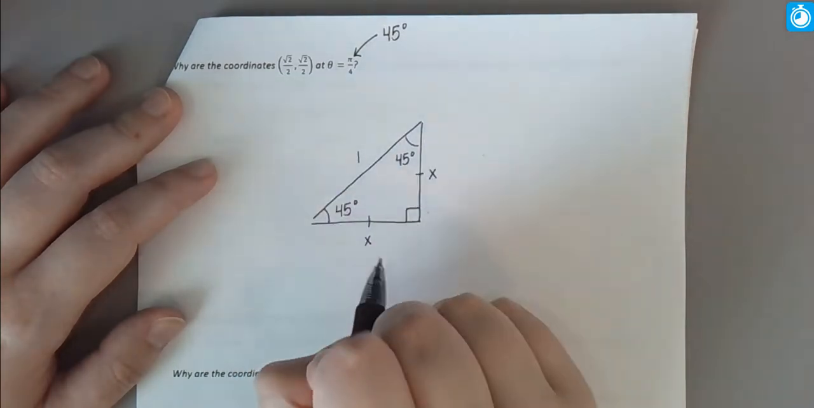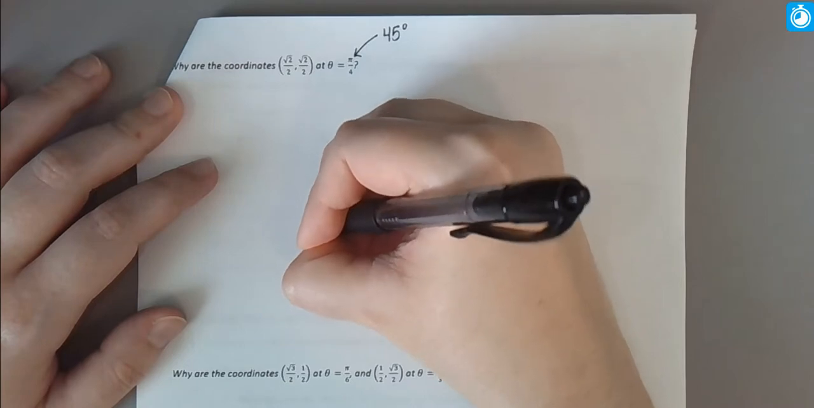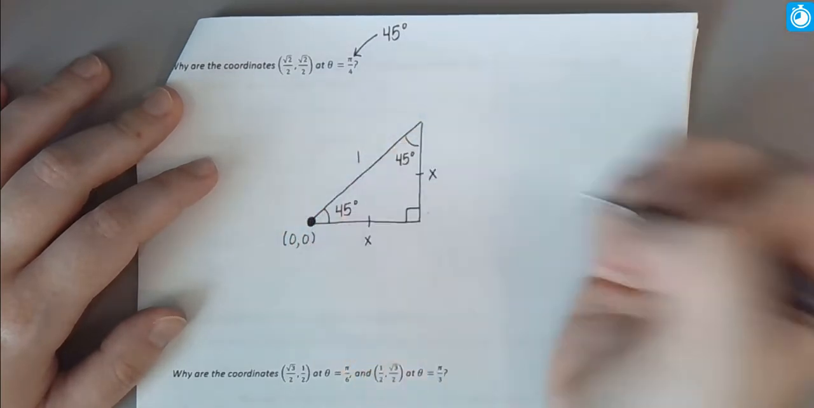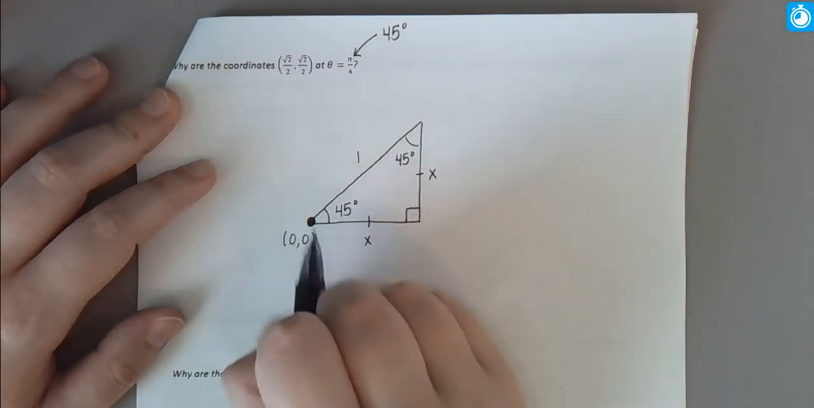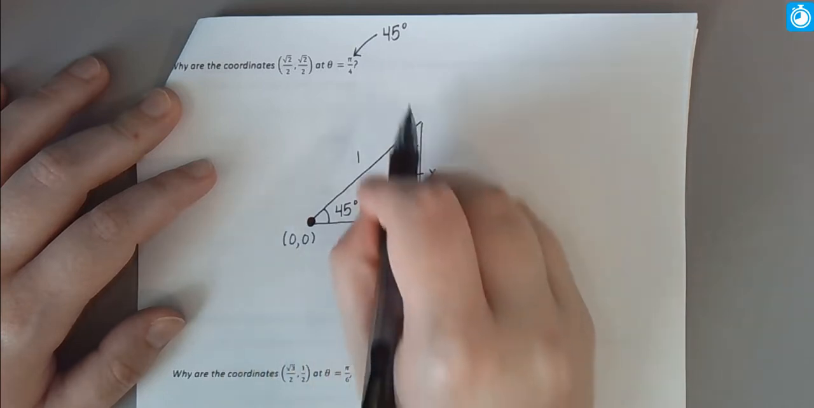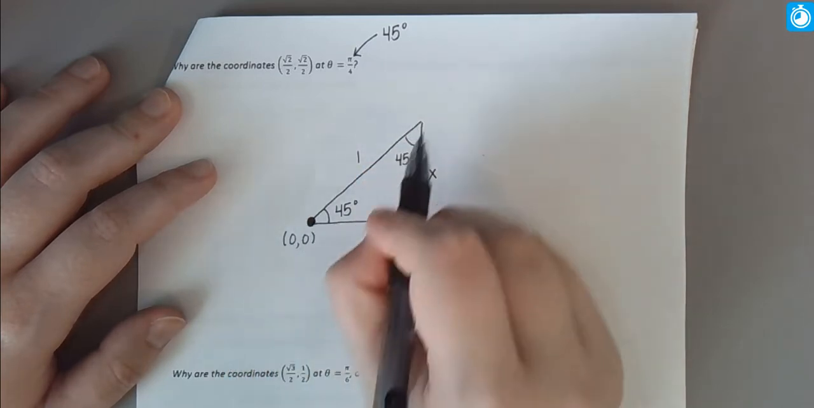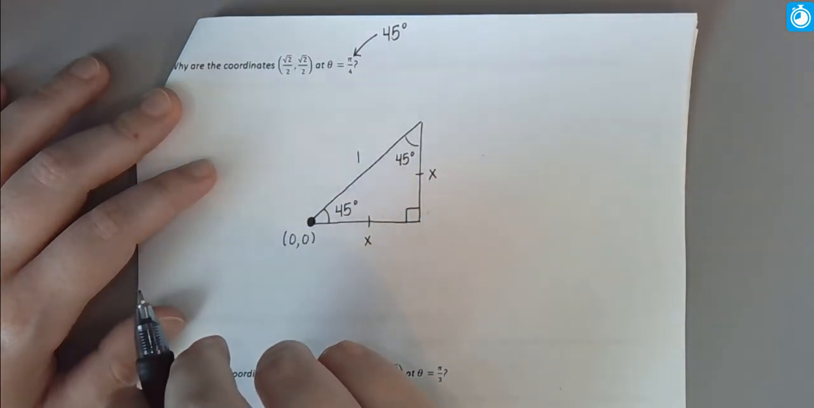So how would we determine what these side lengths have to be? Ultimately the question is, if this is the origin, if you imagine something in the coordinate plane, also within the unit circle, what would the coordinates have to be? If these are going to be the same, what do these coordinates have to be to take us out here? Why are they √2/2 and √2/2?